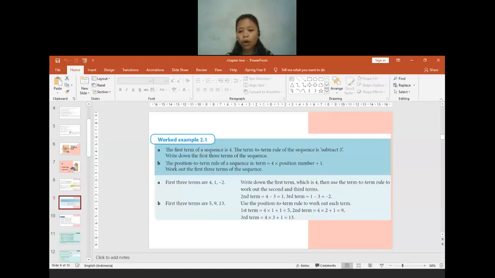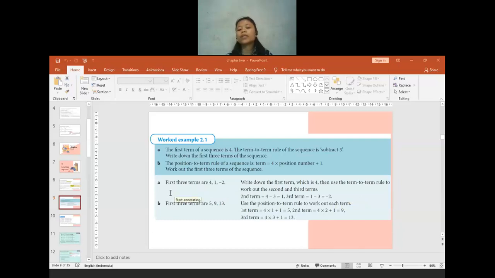If the first one is 4, so after 4, we are going to follow the rule. We just need to subtract it by 3. So after 4, it will be equals to how many? 4 minus 3, which is equals to 1 for the second term. And then for the third term, from the second term, I subtract it by 3, which is equals to negative 2. That's why the first 3 terms will be 4, 1, and negative 2.